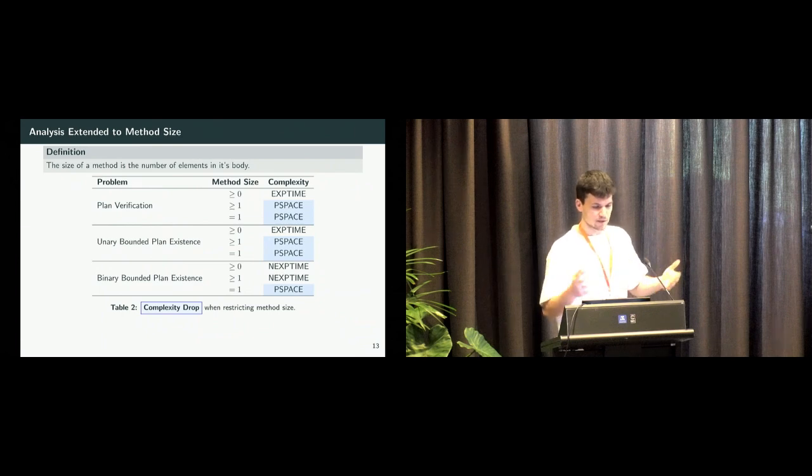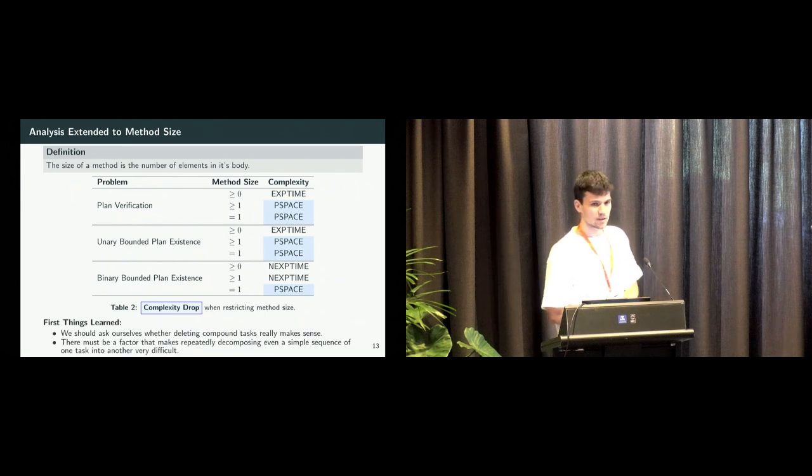We defined the method size to be the number of body elements a method decomposes to, and analyzed the cases where you can delete things and cases where you cannot. And we actually identified that for plan verification and unary bounded plan existence, this really decreases complexity. And I guess these cases, greater or equal than 0 and greater or equal than 1, are kind of intuitive. We really realized this difference of whether we are allowed to delete something or not. So we realized, wow, the intuition really holds. This makes things easier. And this equal one is kind of tricky.